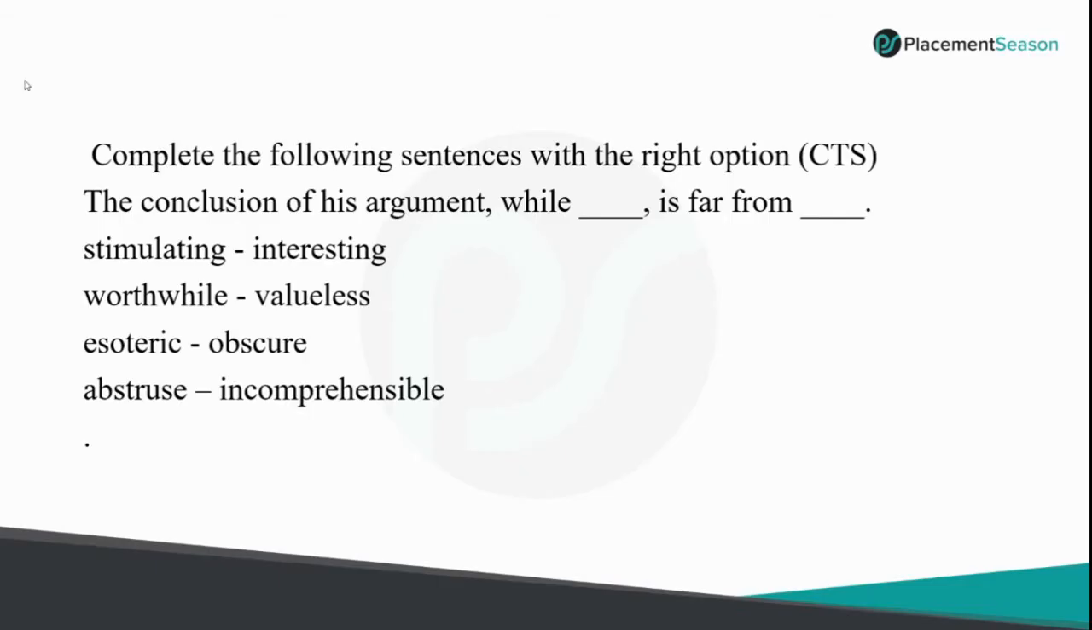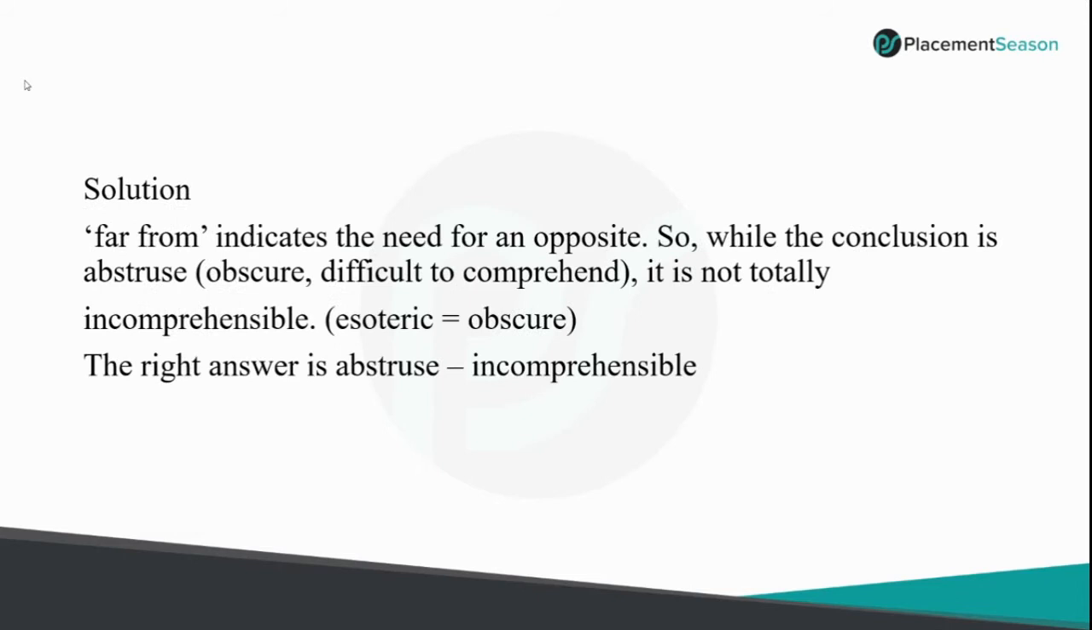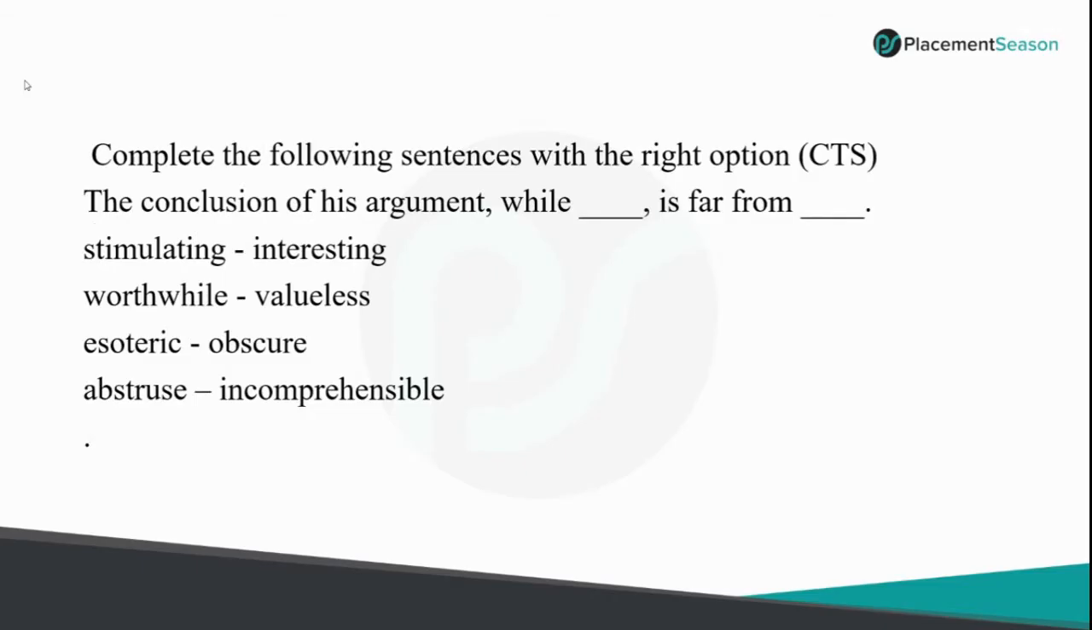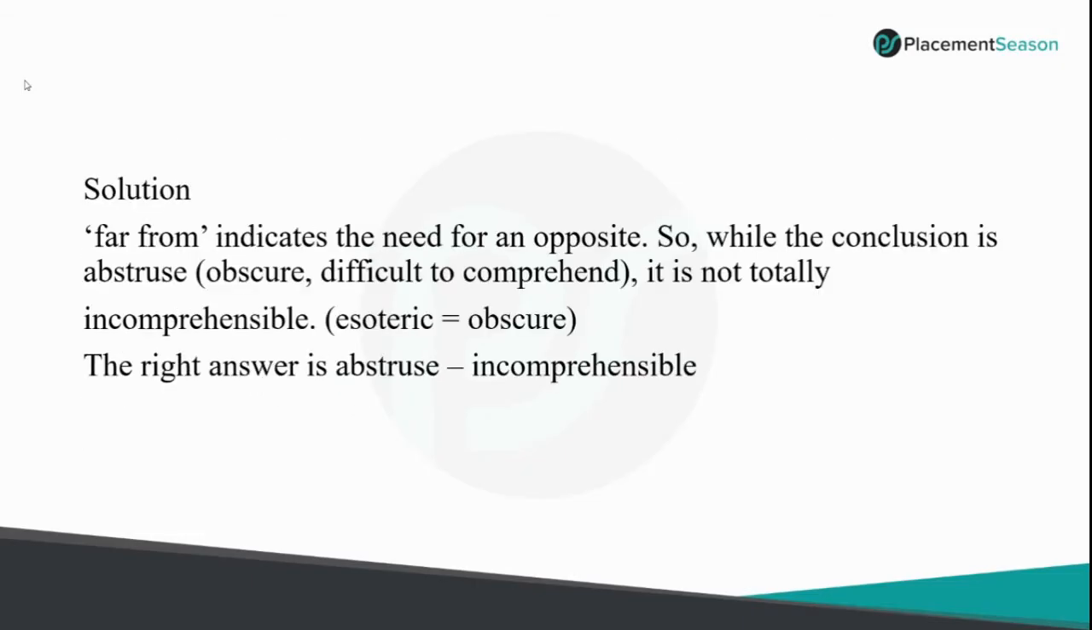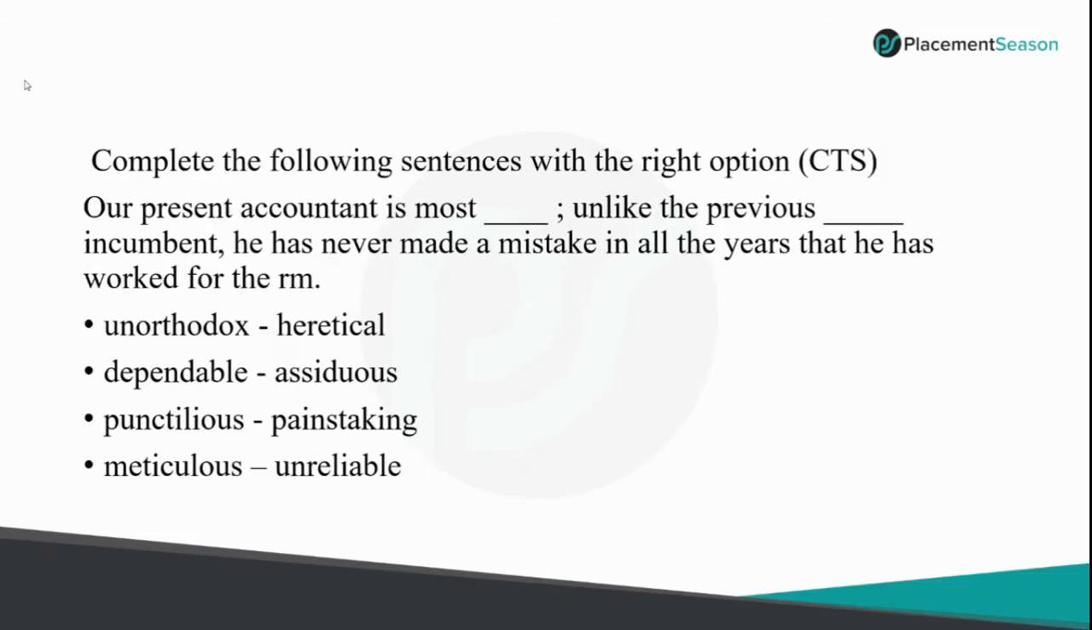The conclusion of his argument, while dash, is far from dash. Stimulating, interesting, worthwhile, valueless, esoteric, abstruse, incomprehensible. What is the solution? Far from indicates that there is a need for an opposite word. So while the conclusion is abstruse, obscure or difficult to comprehend, it is not totally incomprehensible. So the right answer is abstruse and incomprehensible. The conclusion of his argument, while abstruse, is far from incomprehensible. Okay, clear? Next.